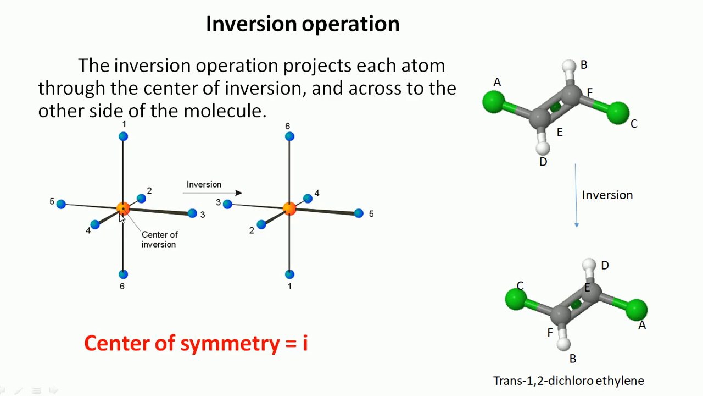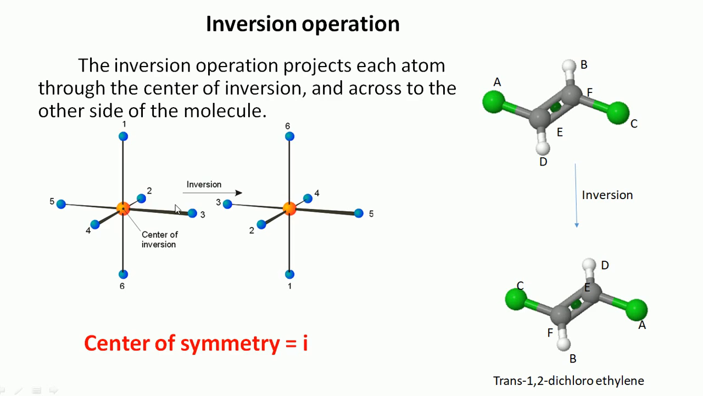When you look into the molecule, you will see a point. If you take any point, for example this point, which is denoted by 1, you will see a similar point in the exact opposite direction from this center. In this way, if you look at any other point in the molecule, you will see an exact similar point at the exact opposite distance from this center of inversion. Such molecules possess a center of inversion.